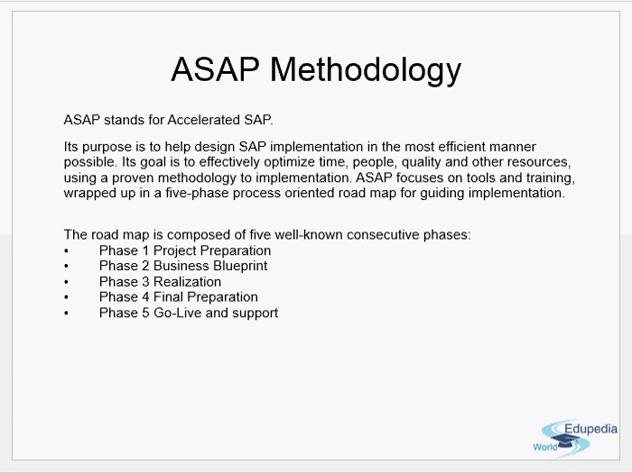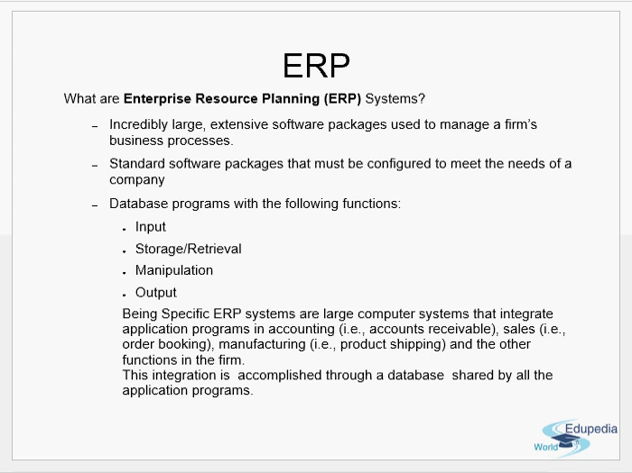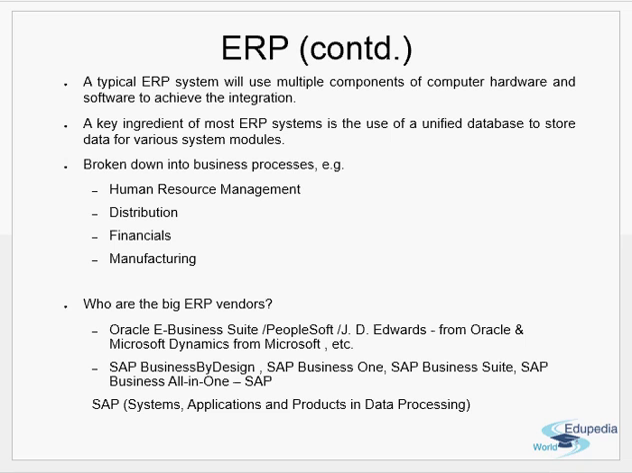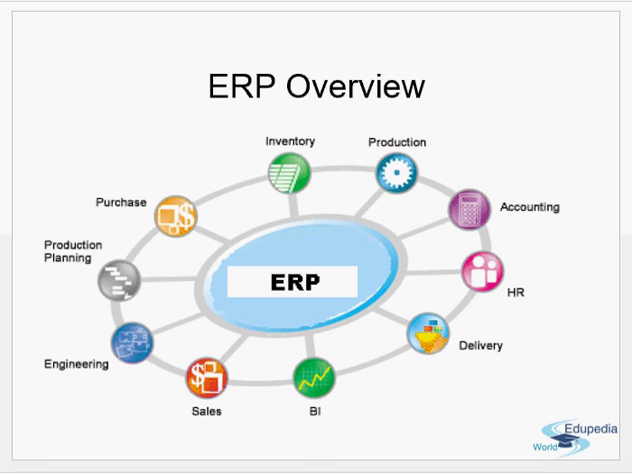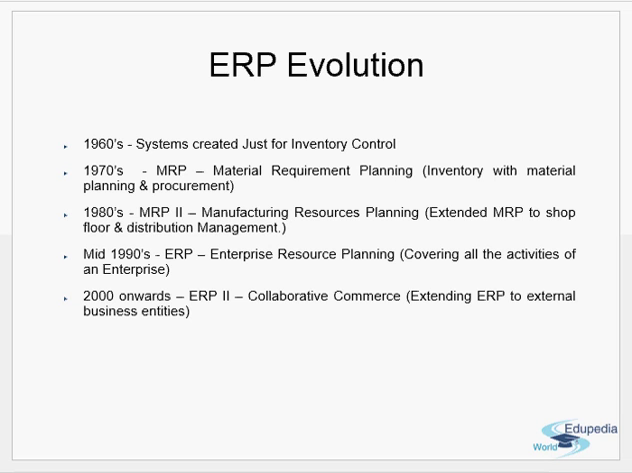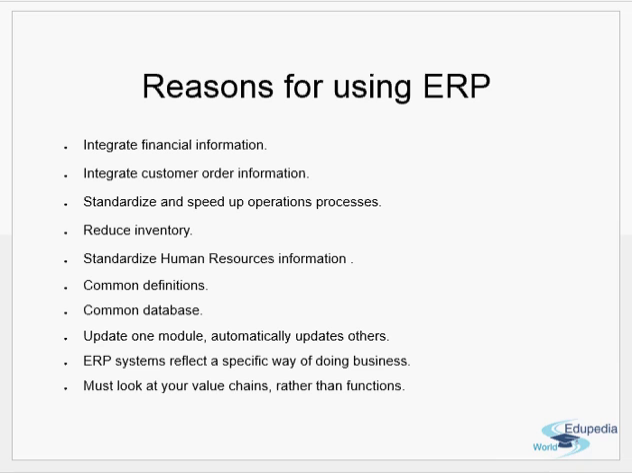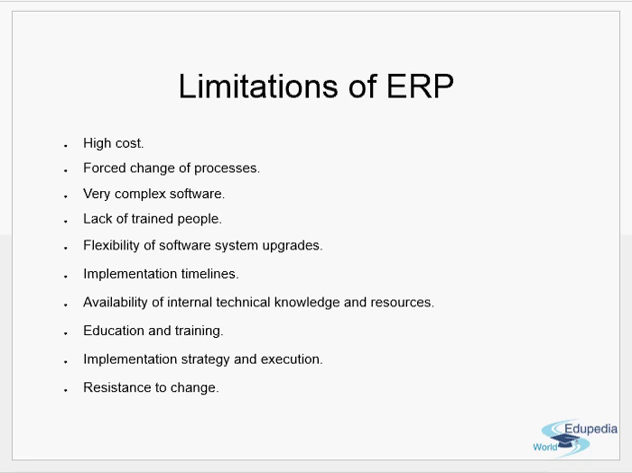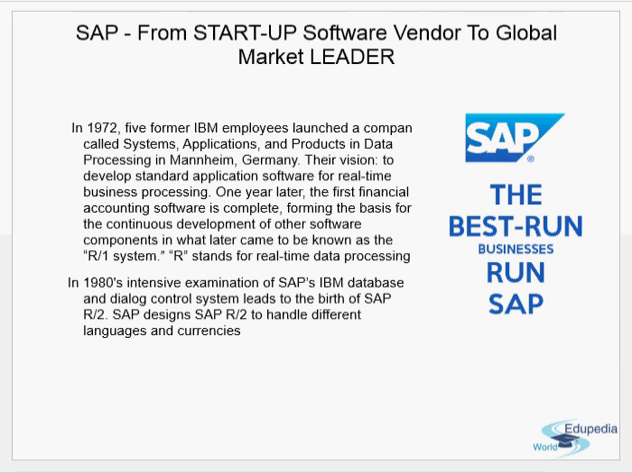Now let's go back and see. We started with what is ERP, enterprise resource planning, what these systems are, why they are required, and the different ERP vendors. Then we saw an ERP overview, how the different business processes are linked. Then we saw how ERP evolved, the different phases of ERP evolution, why ERP is used, the limitations of ERP, and then how SAP was born.